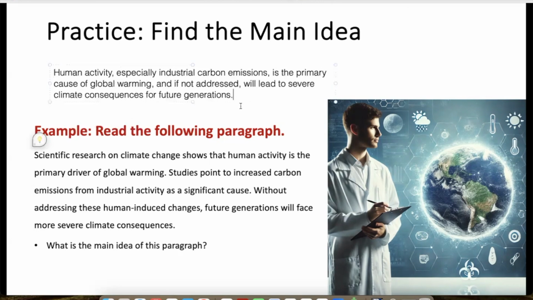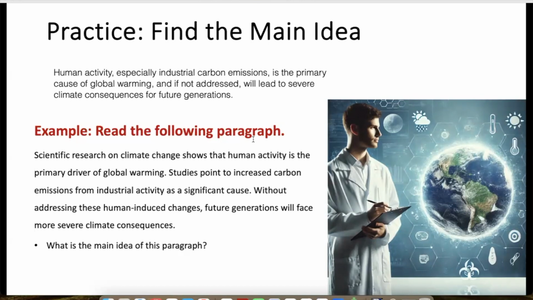Okay. Go ahead. Human activity, especially industrial carbon emissions, is the primary cause of global warming, and if not addressed, will lead to severe climate consequences for future generations.